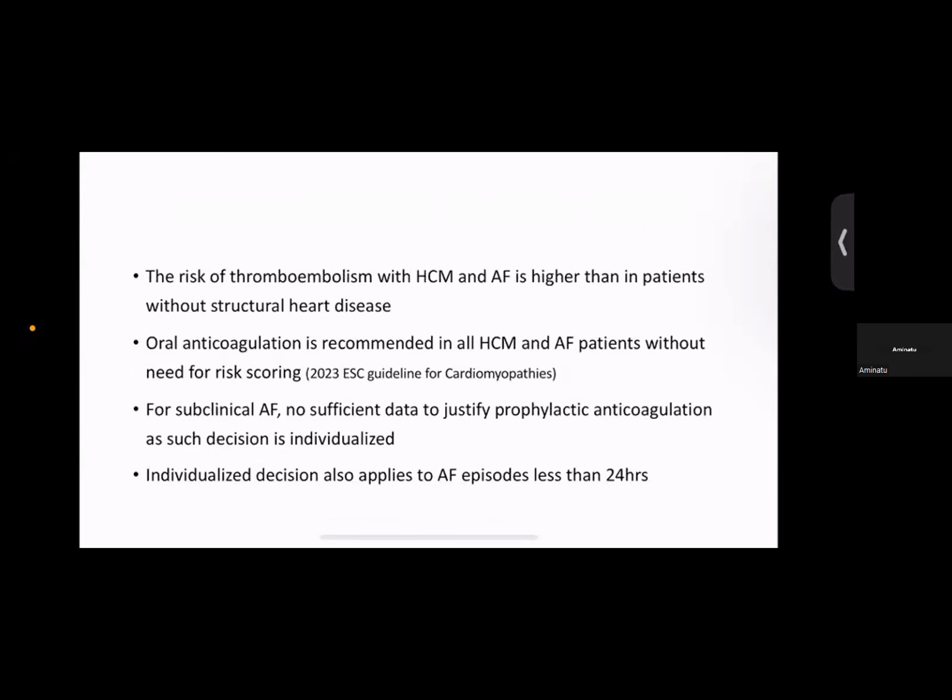The risk of thromboembolism with HCM and AF is higher than in patients without other structural heart diseases. According to the 2023 ESC guideline for cardiomyopathies, oral anticoagulation is recommended in all HCM patients that have AF without need for any risk scoring. We just commence them on oral anticoagulation. However, for patients that have subclinical AF and patients that have AF less than 24 hours, there is no data to justify anticoagulation. So the decision should be individualized.